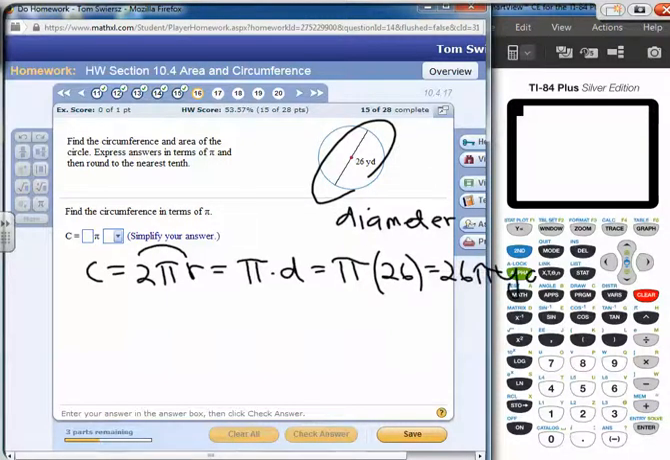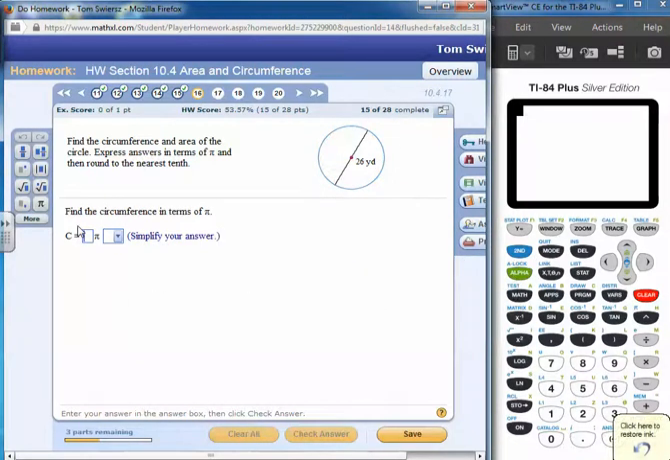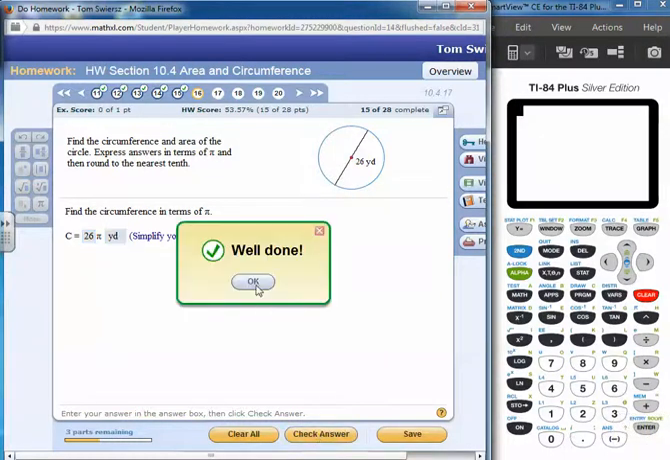And again, the units will be linear measure, yards. So in terms of pi, we got 26 pi. The pi symbol is already there, so all we have to do is put in 26 for the value, and then the units is yards.